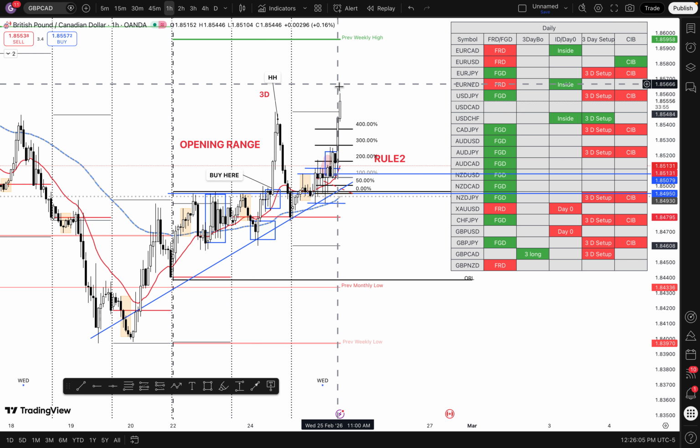All markets are hitting take profit levels already. Good, very good. I'll post in the community a setup on GBP Canadian dollar, so you guys can see how that market built up. Okay, but the markets go with you all.